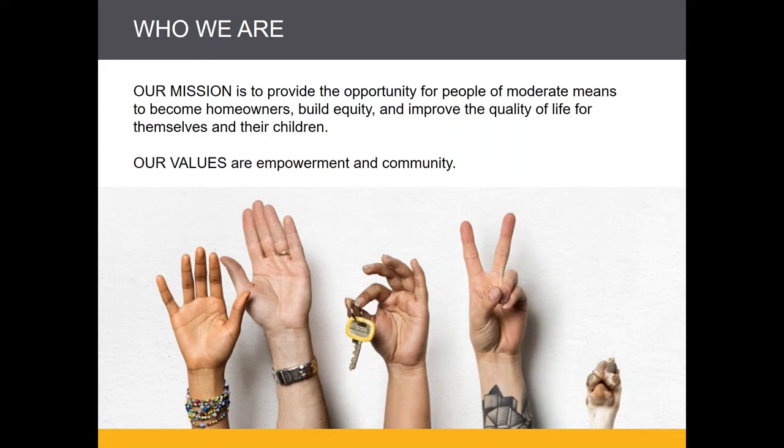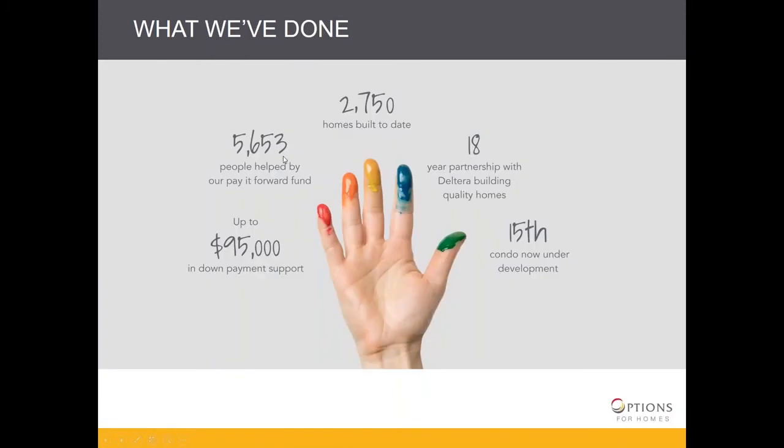We're a nonprofit. Our mission is to provide the opportunity for people of moderate means to become homeowners and to build equity and improve the quality of life for themselves and their children. Our secret mission, we like to say sometimes, is really trying to redress the issues of income and wealth inequality. That's what we are really trying to do through affordable ownership. This is our 25th year this year. This slide should likely be updated. We're just closing a project right now that will take us over 3,000 units completed.